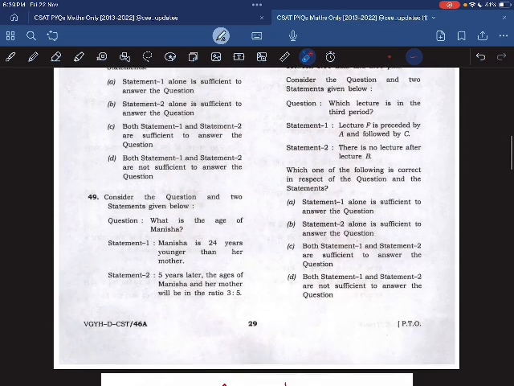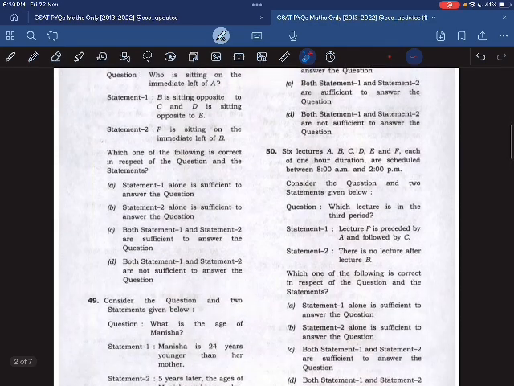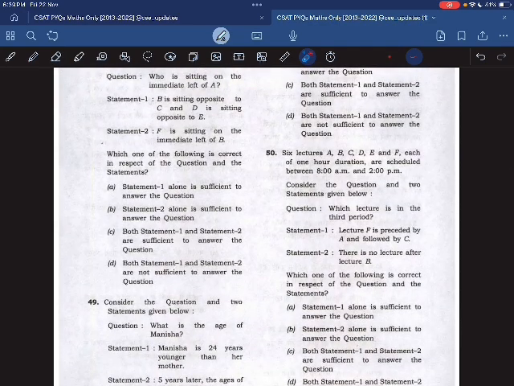We can further calculate the age of Manisha as well, but that is not needed in the answer. We just have to mark the option which is C: statements 1 and 2 both are sufficient to answer the question. So this is the proper way to understand and solve the question in the right manner.